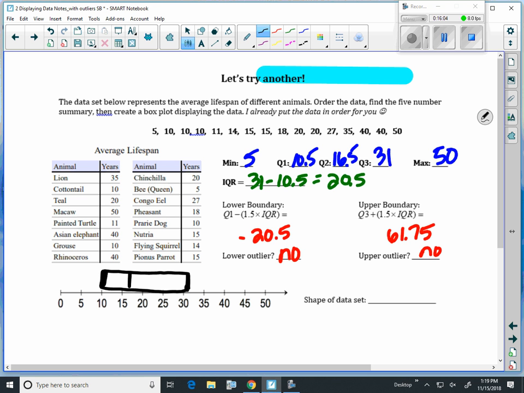Okay, so you should get your box. Make sure it looks like mine. How do we make the whiskers? Max and min. We don't have any outliers, so we're okay. Our minimum is 5. Our max is 50. Okay, tell me the shape. Right skew. Because if we look at Q2, the bigger section tells you what skew it is. So right here it's right skewed. You pretty much look at the spot that's bigger.